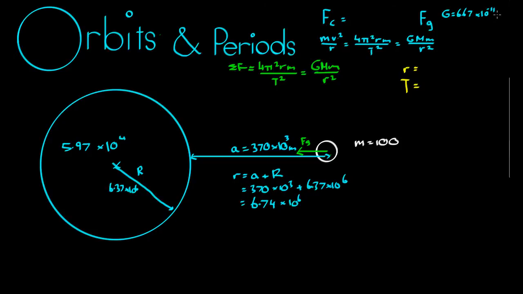So we know the gravitational constant here, we know the mass of the satellite, we know the mass of the Earth, and we know R. So let's figure out F of G.